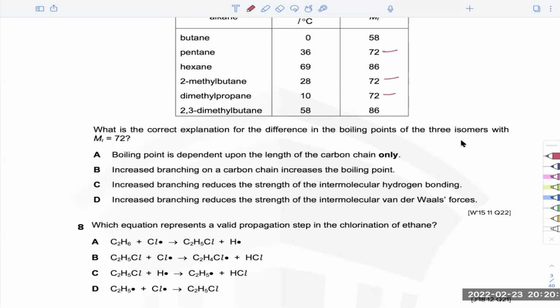Increased branching on the carbon chain increases the boiling point. Sure, but why? It doesn't explain. It needs to explain it. Increased branching reduces strength of intermolecular hydrogen bonding. No, hydrogen bonding isn't happening. These are non-polar substances. So intermolecular van der Waals forces, yes.